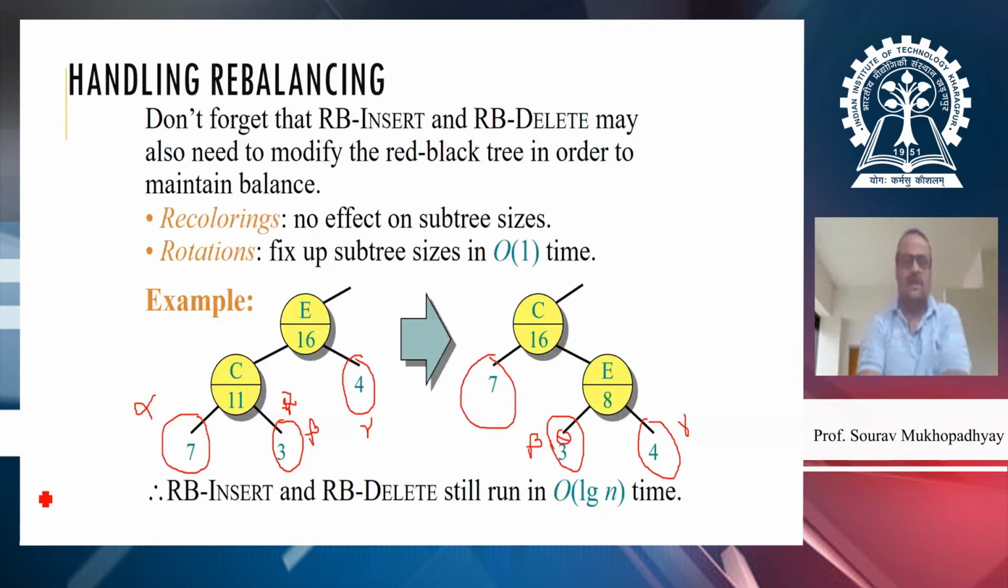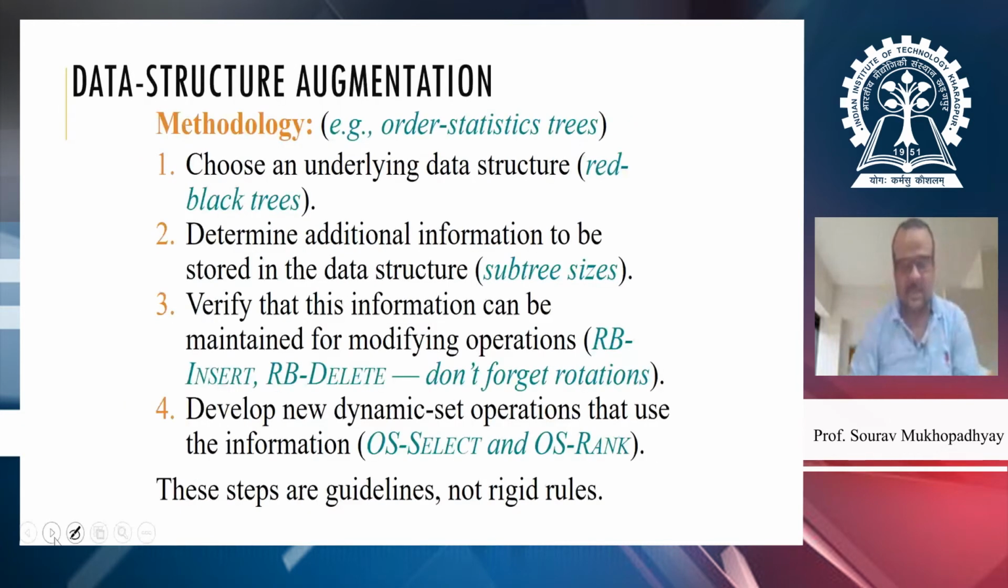Okay, so this is the general methodology for data structure augmentation. One example we have just seen is the order statistics tree. But in general, given a problem, if we want to use some data structure with some augmentation, the technique is: we choose an underlying data structure. In our example, we have taken the red black tree, which is a very good friend because it is a height balanced tree. Then we have to introduce the additional information there, like in the node. Here we have maintained the size. So additional information we have to maintain, and we have to verify this additional information can be handled.